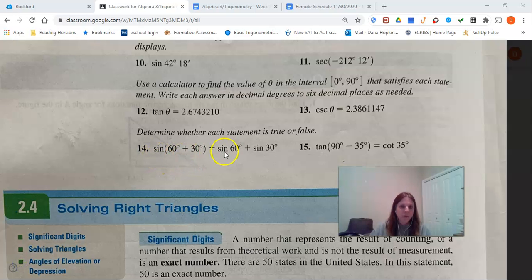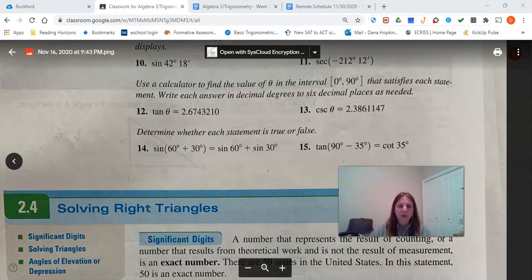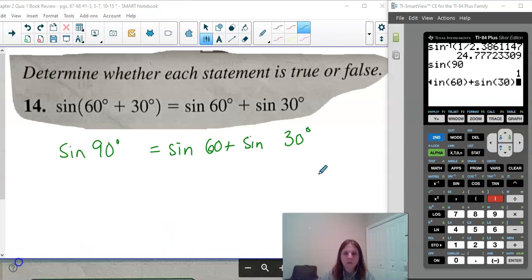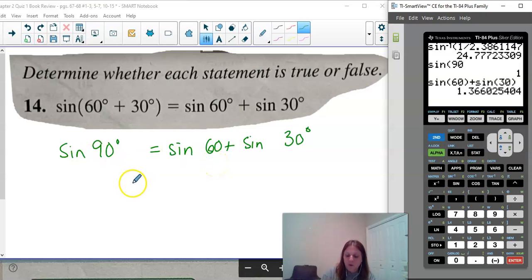These last 2 questions, you can just try them by typing them into the calculator. If you take the sine of 90, you want to see if that's equal to the sine of 60 plus the sine of 30. So I'm going to try that out on my calculator. So I just typed it in. The sine of 90 was 1, and I'm going to put in the sine of 60 plus sine of 30. Notice how I closed the parenthesis this time? And this equals 1.36. So the question is, are these 2 equal? And you would say, no, this is false.